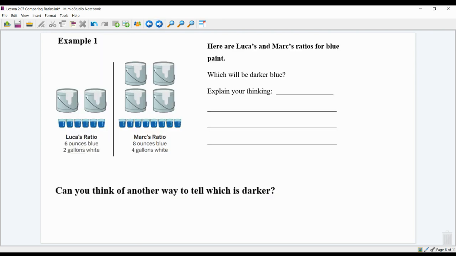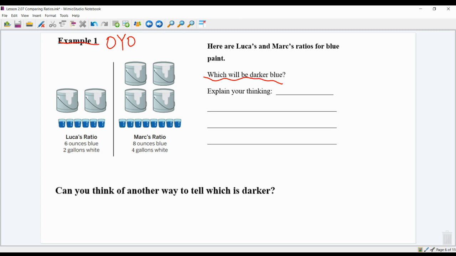On the back side, I have an example 1. This is kind of like your yo. So I'm going to cross this off and I'm going to say maybe, given the activity we just did, you can figure out whose is going to be darker, Luca's or Mark's. Take a second and think about if you can make a common quantity, and then unpause the video.